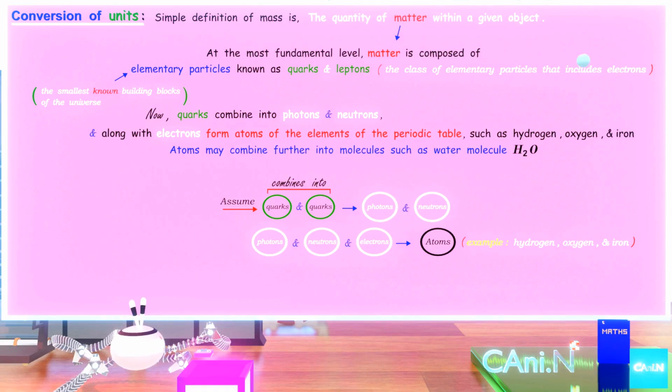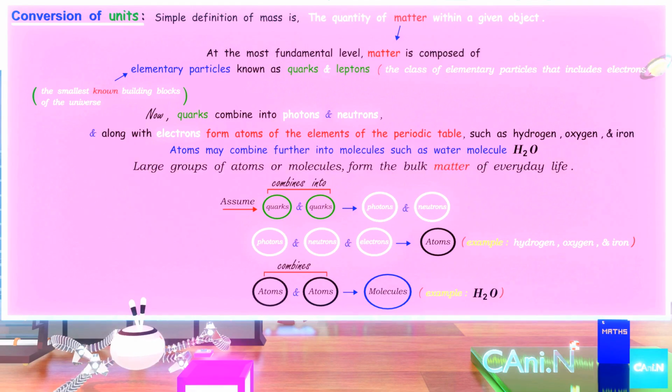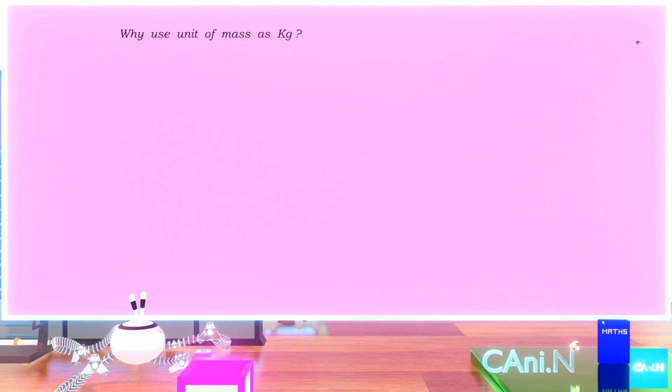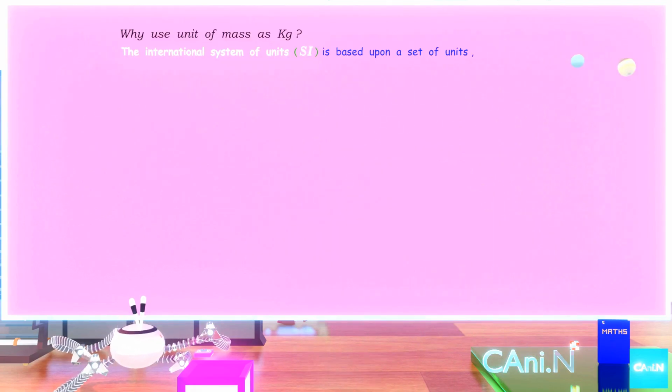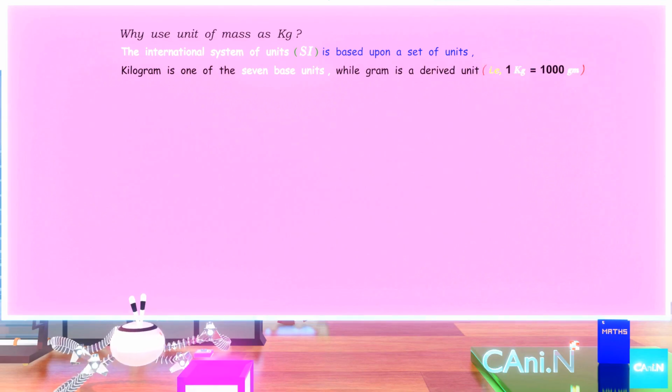Atoms may combine further into molecules such as the water molecule, H2O. Large groups of atoms or molecules form the bulk matter of everyday life. This is the short gist of what we are hinting at when we say matter. So, why do we use the unit of mass as kg? The International System of Units is based upon a set of units. Kilogram is one of the 7 base units, while gram is a derived unit, that is, 1 kilogram equals 1000 gram. Use of kg as base unit simplifies the system.